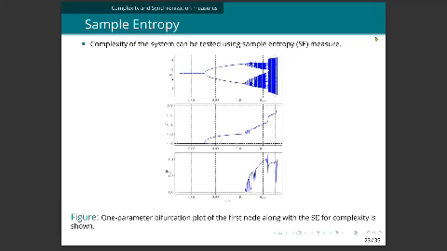Now we want to see the complexity of our model. In order to understand the complexity of this system, we can use the sample entropy measure. The first one is the bifurcation diagram, and the last one is the sample entropy plot. A low value of sample entropy indicates low complexity, and a higher value of sample entropy indicates higher complexity. Here, for the fixed point and period doubling states, we have a low complexity region, and for the chaotic region, we have a higher complexity region.